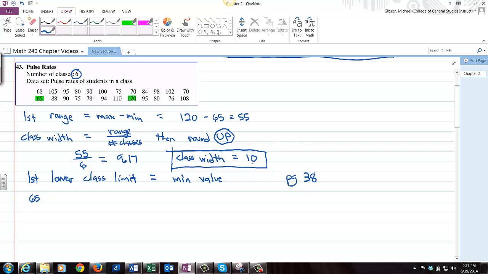Then a class width of 10 means for the lower class limits, you're just going to keep adding 10. So 65, 75, 85. Remember, we want 6 classes, right? 95, 105. That's 5 classes, 115. So what do you suppose the upper class limit is? Well, you just go up to just below the next lower limit, right? That's 75, so this is 74. The next class starts at 85, so this one's 84. You'll notice these will all go up by 10 too.